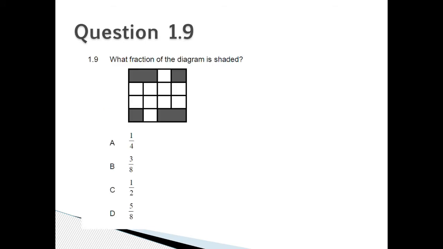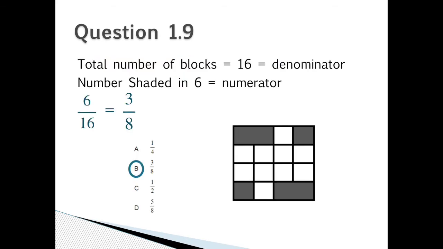What fraction of the diagram is shaded? Is it A, 1/4, B, 3/8, C, 1/2, or D, 5/8? The total number of blocks is 16, which will indicate your denominator. The number that was shaded in is 6, which would indicate your numerator. So 6/16 is the same as 3/8. So your correct answer is B.